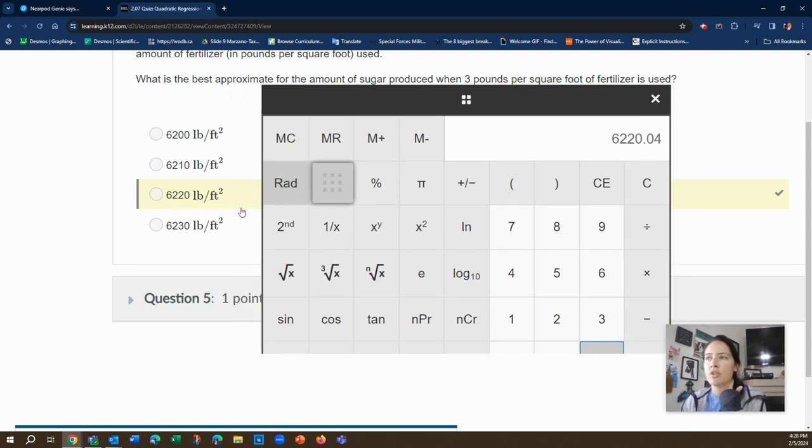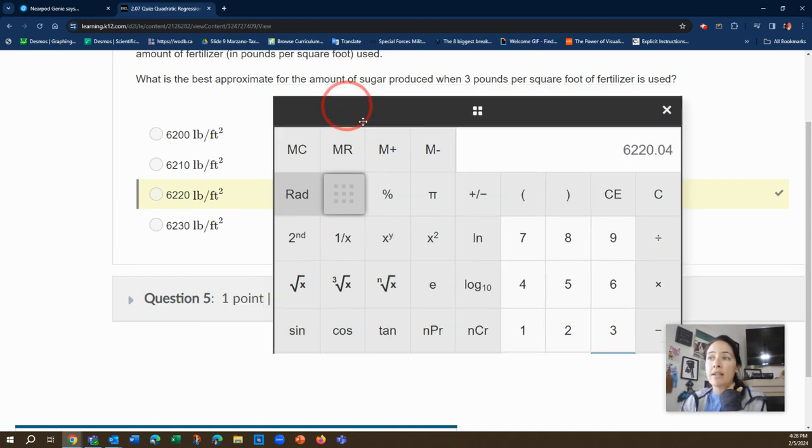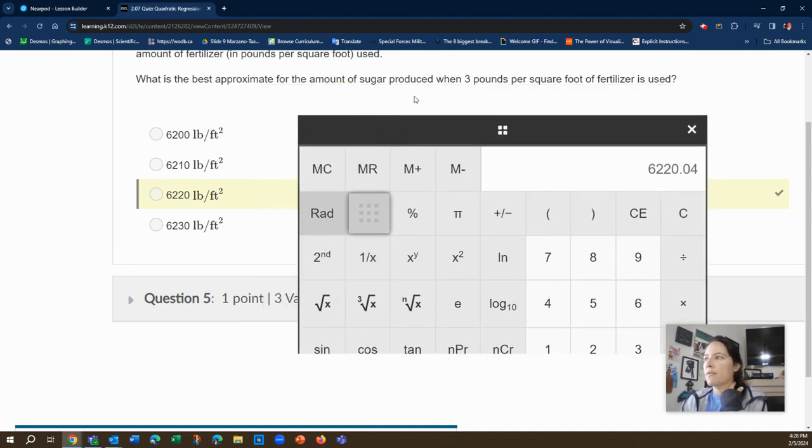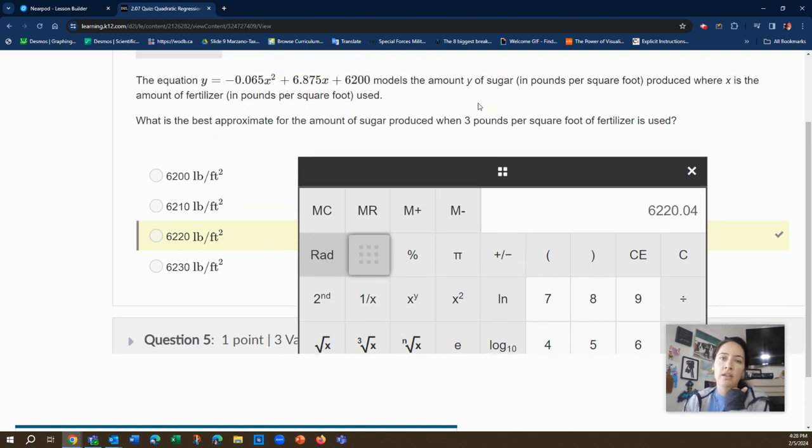6,220 pounds per square foot for the approximate amount of sugar produced when 3 pounds per square foot is used. So that's pretty cool there. They finally told us a story of maybe a way that this quadratic regression model can be useful.